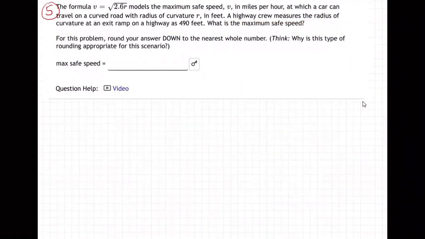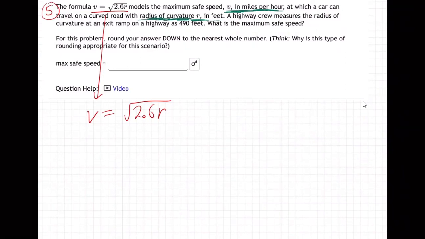All right, so again, this one sounds fancy. It's really not hard at all. Let me bring it on down here. V equals square root of 2.6 R. So we just have to be clear what the letters mean. V is miles per hour. R is the radius of curvature in feet. Okay, so what are they giving us?